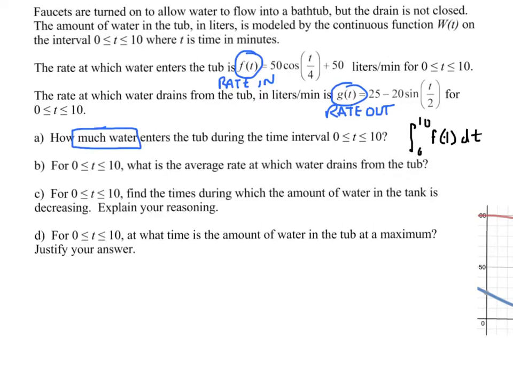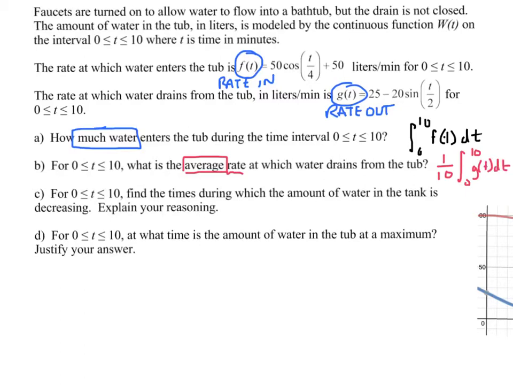Next, for part B, from 0 to 10, what is the average rate? So we have a rate equation, and we're looking for the average of that equation, the average rate at which it drains out. So what we're going to have to do is our average value equation. So 1/10 the integral from 0 to 10 of g of t dt.